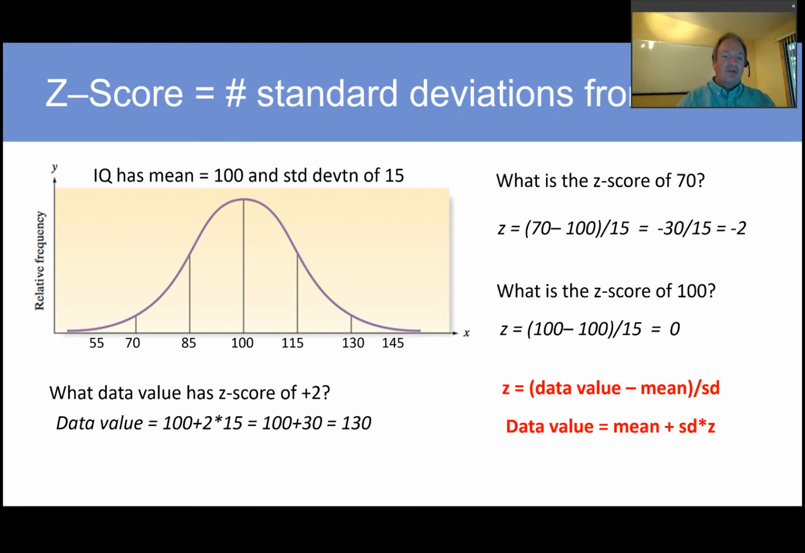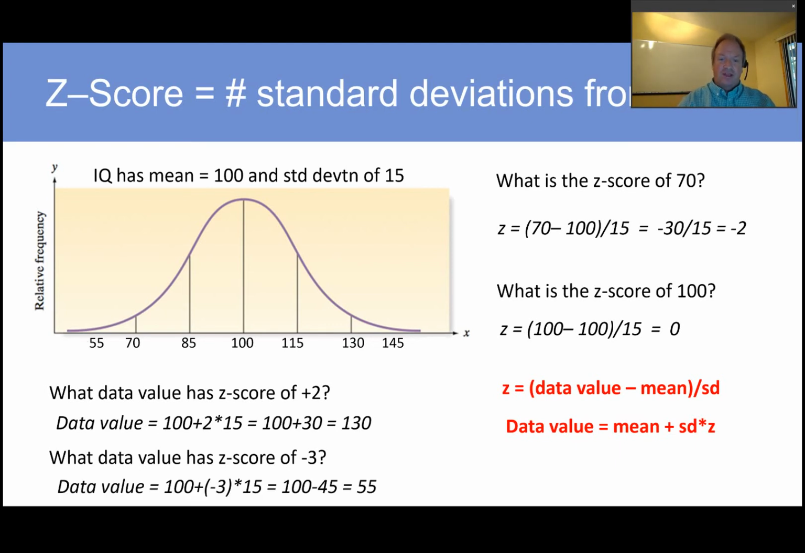What if we have a data value that has a z-score of minus 3? Well, we know that data value is going to be below 100 because it has a negative z-score. And again, if we start off at home base, start off at our origin 100, and we go 3 clicks below, we end up with a data value of 55.